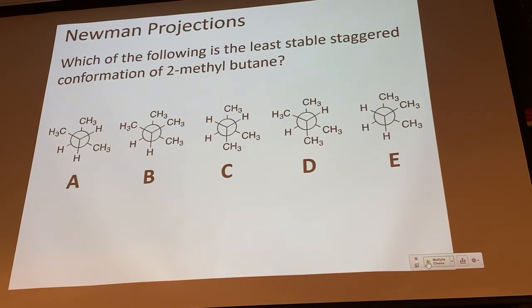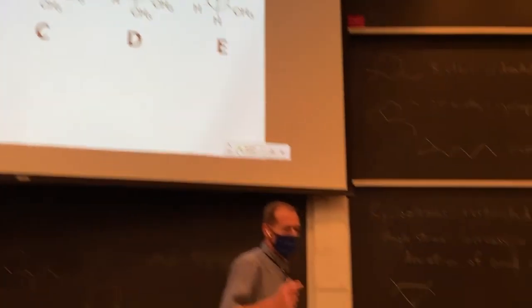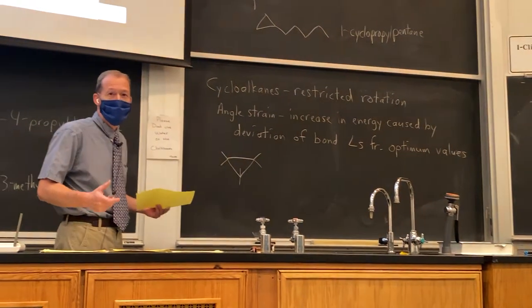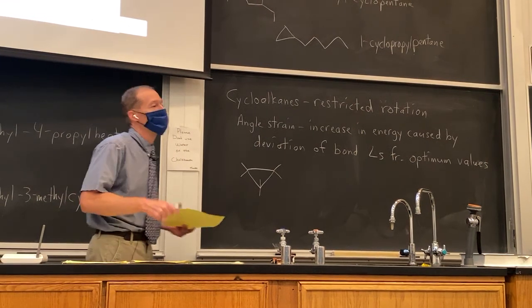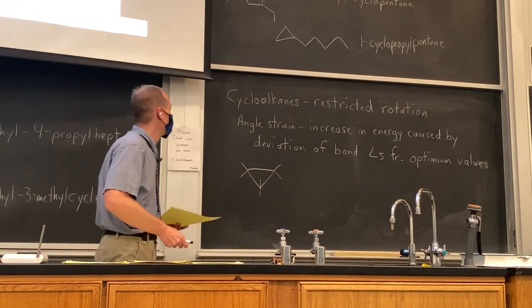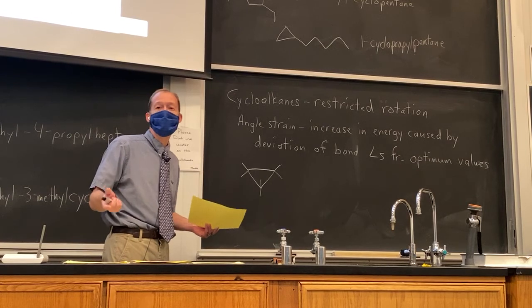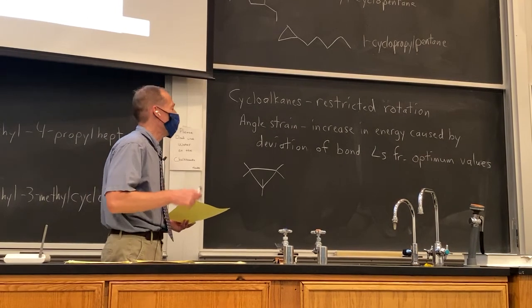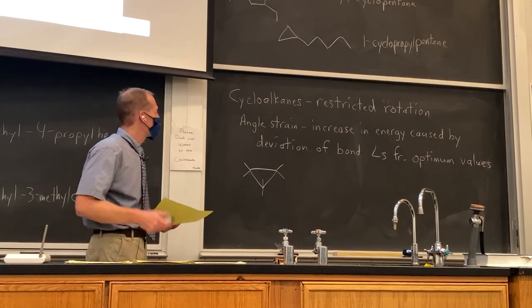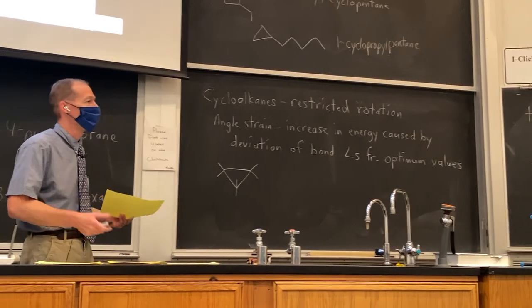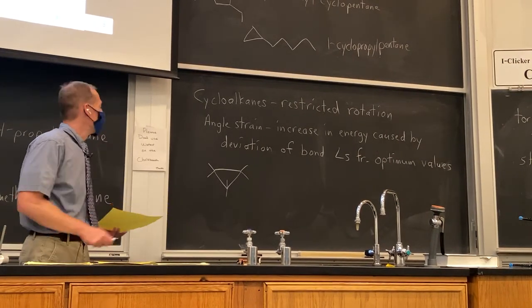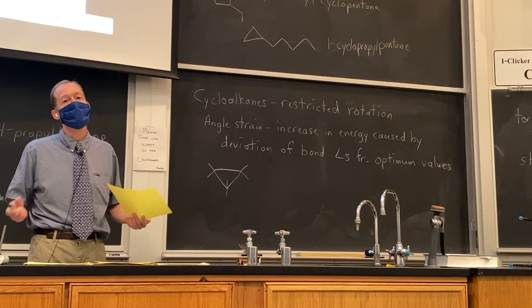Okay? All right. Last thing, last couple minutes, let's talk a little bit about cycloalkanes. The key with cycloalkanes that's different from acyclic alkanes is restricted rotation. We talked about that a little bit on Monday. We have a new type of strain, angle strain, an increase in energy caused by the deviation of bond angles from their optimum values. I've drawn for you cyclopropane here.